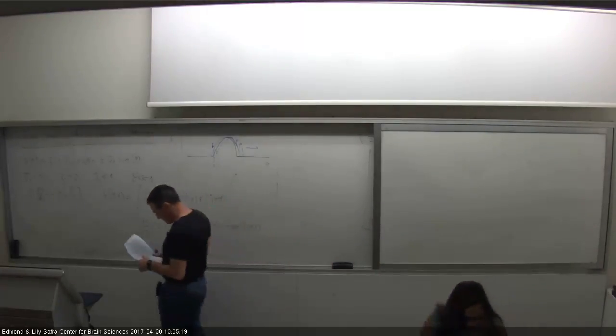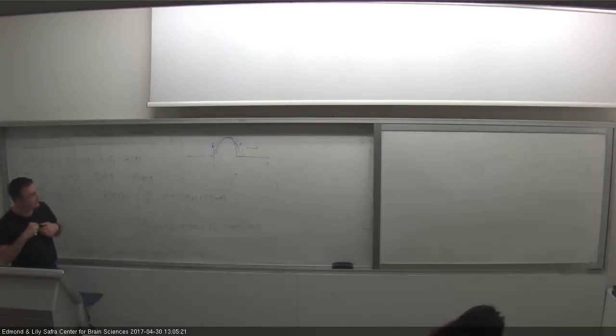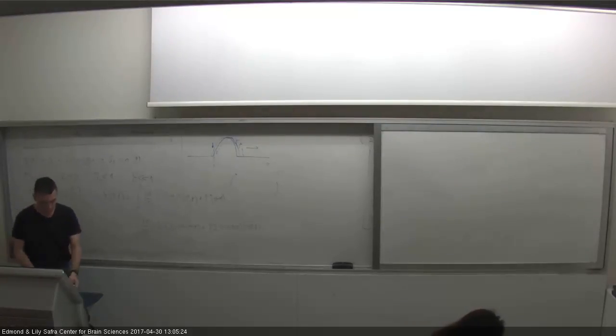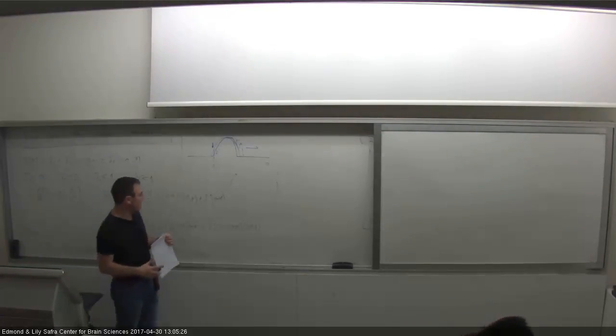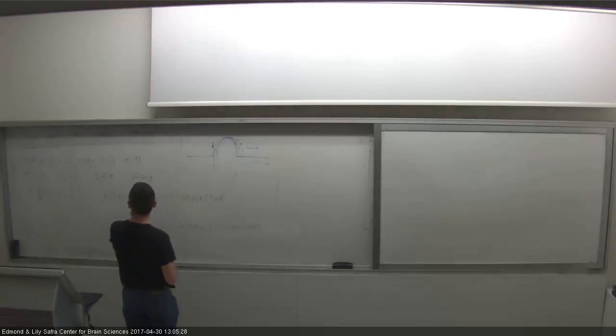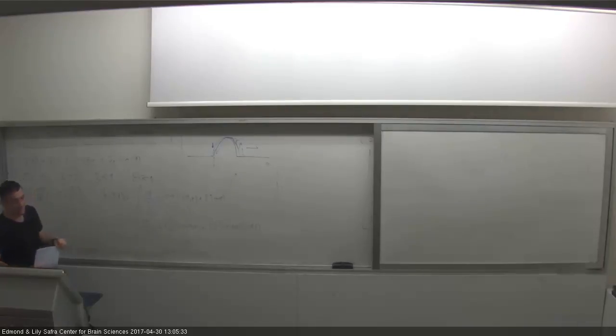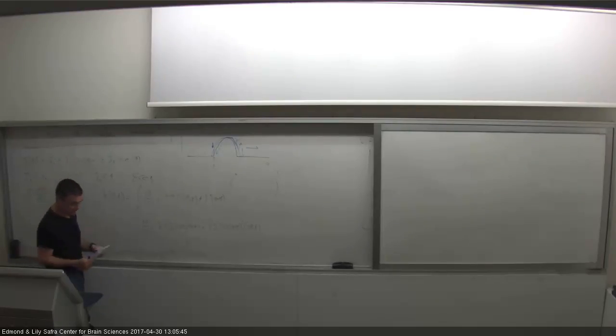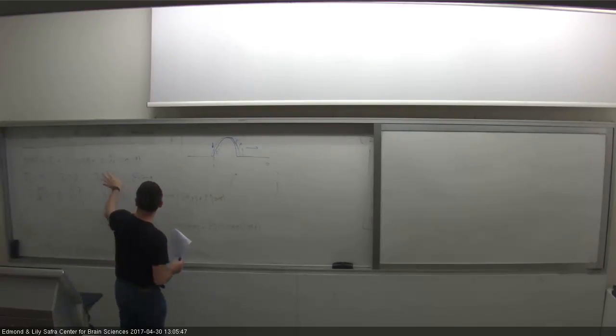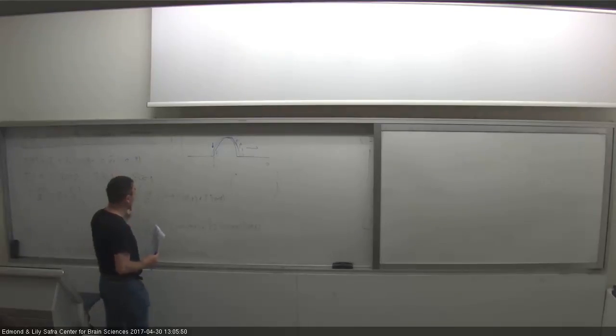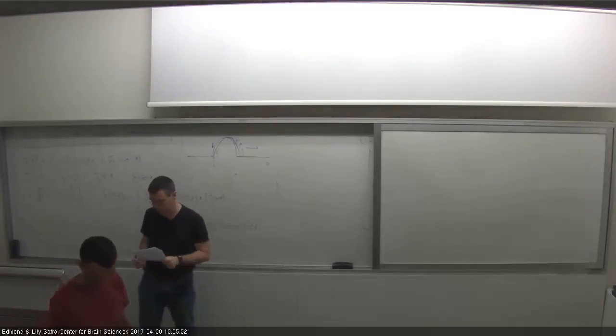Okay, so we are discussing the case of the ring model with asymmetric connectivity. In the case in which the unperturbed connectivity, the solution would be a bump. And we were wondering what would be the consequences of adding connectivity which is asymmetric.